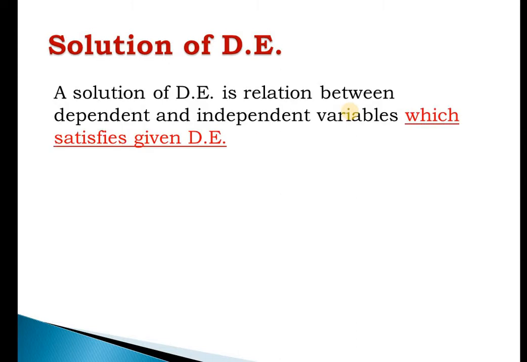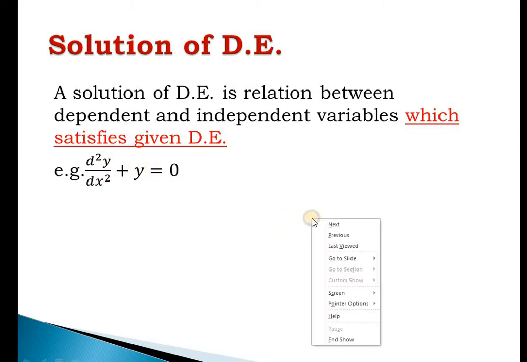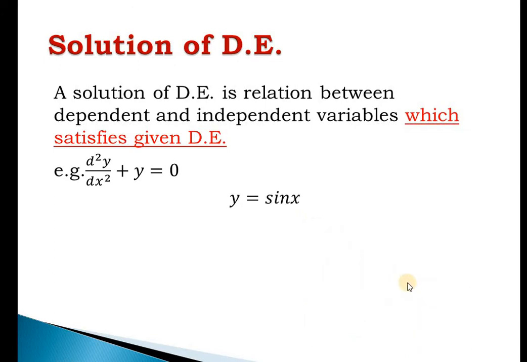Now we see what is the solution of a differential equation. Solution means it is the relation between the dependent and independent variable which satisfies the given differential equation. So for example, my differential equation is d2y by dx square plus y is equal to 0.